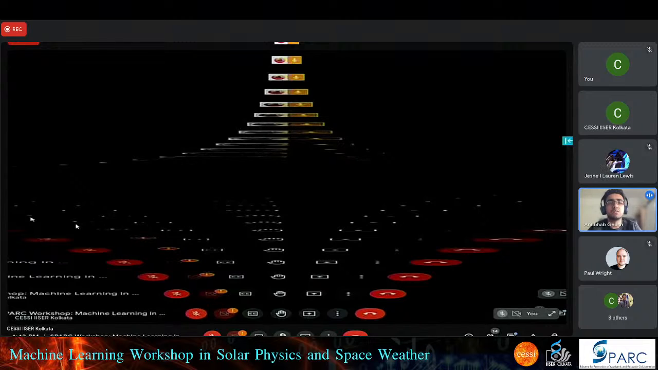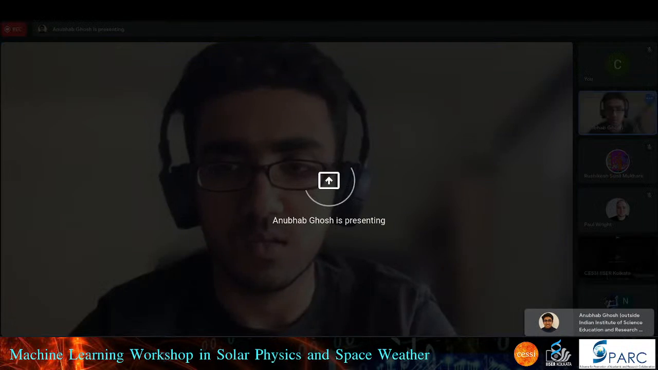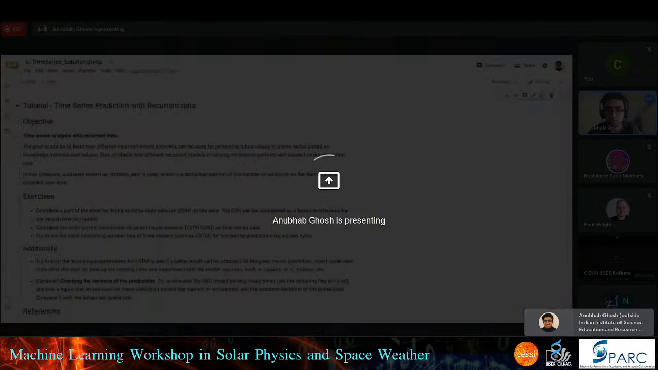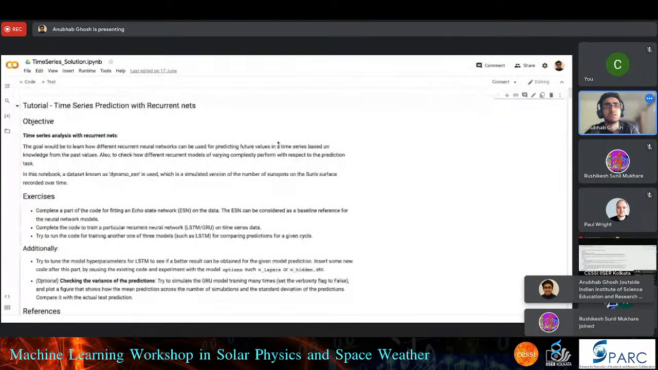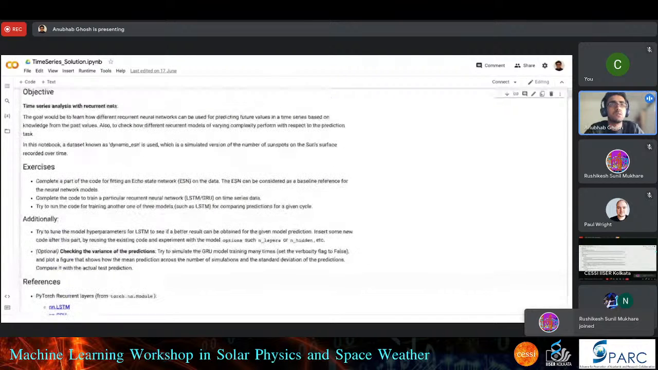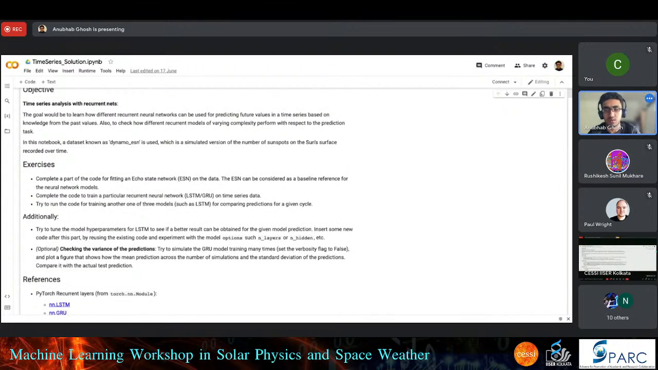So this is the solution, it takes some time to load up. As I told you in the beginning, we just need to do these three tasks of how you are fitting the echo state network and how you are using the RNNs. But mainly, I'll show you first how we do the echo state network fitting.